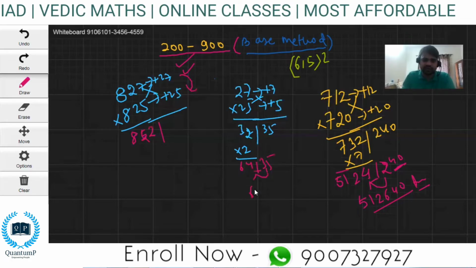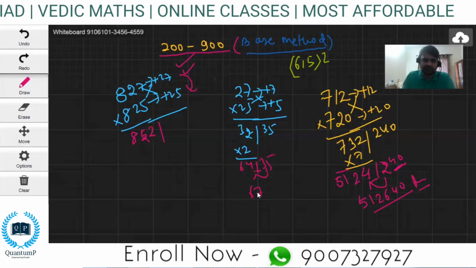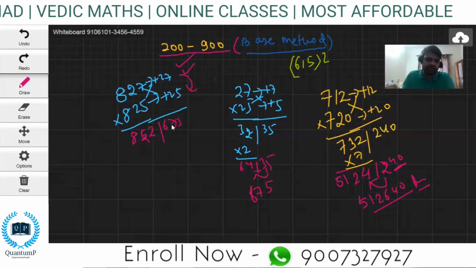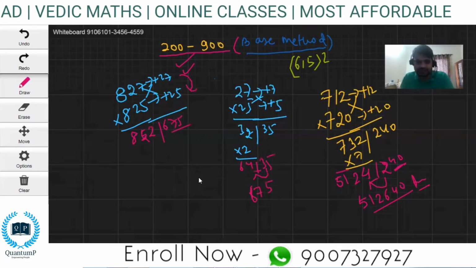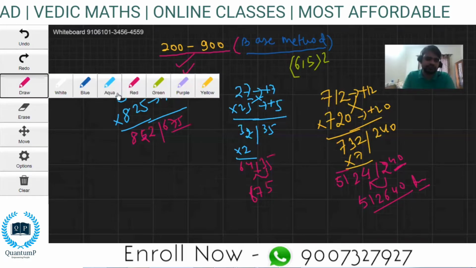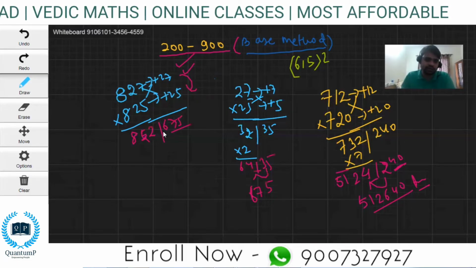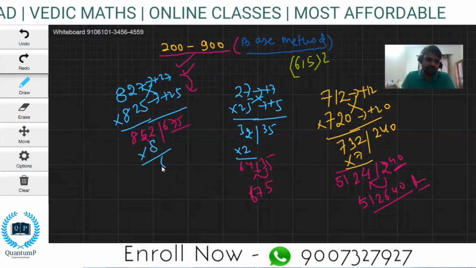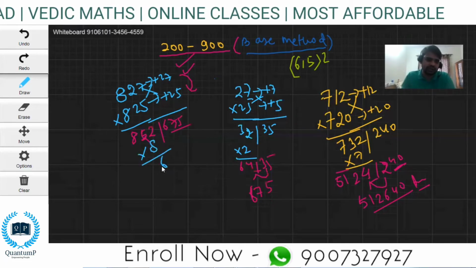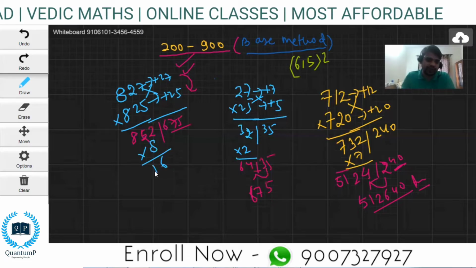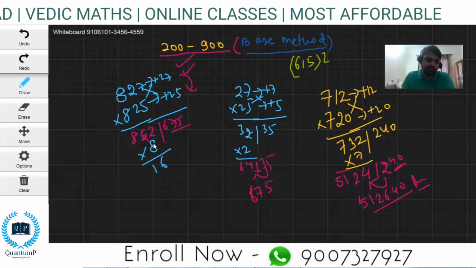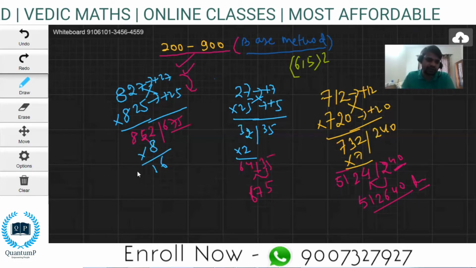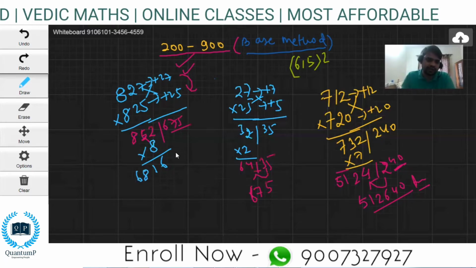So 667, and this 5. 675, right? You see? This kind of smart multiplication you can do. Then we'll multiply this with 8. So this is 16, 1 carry. Then 40 and 1, 41, 4 carry. Then 64 and 4, 68. And this 6 and 7, 5.